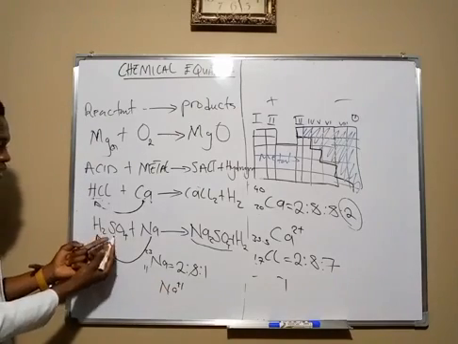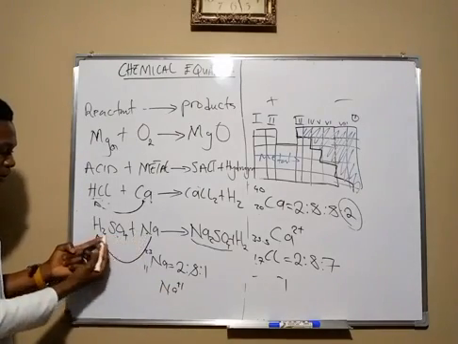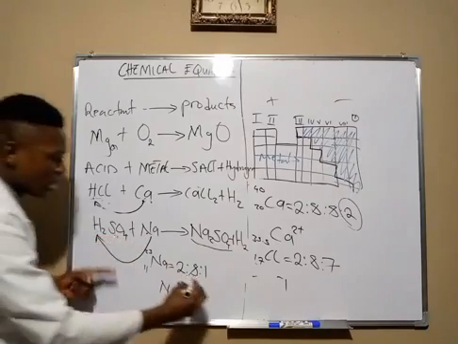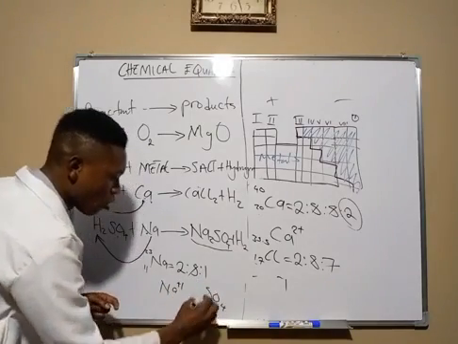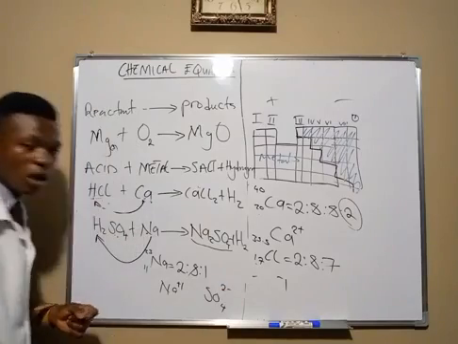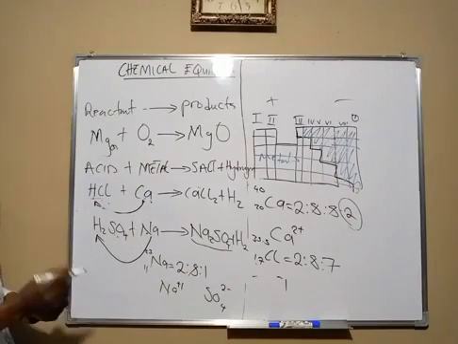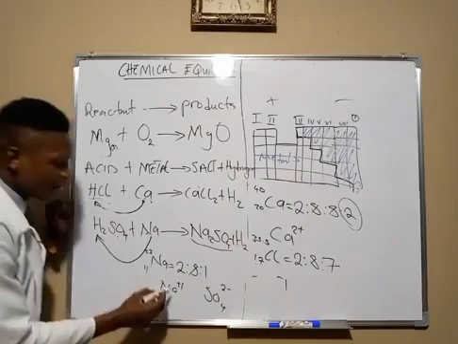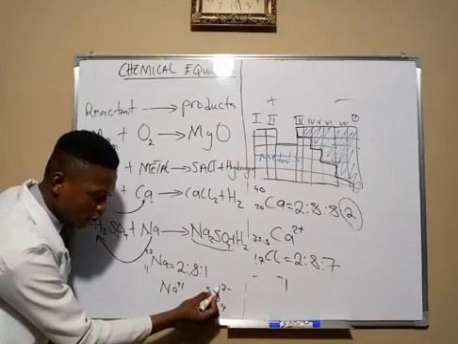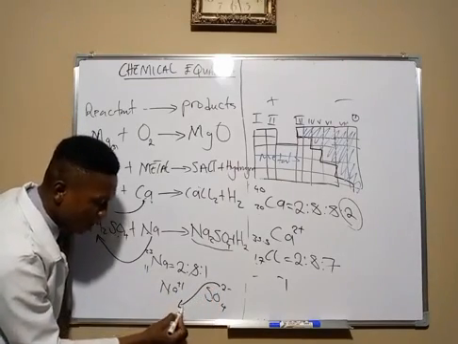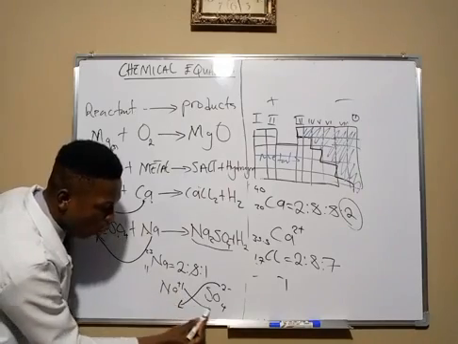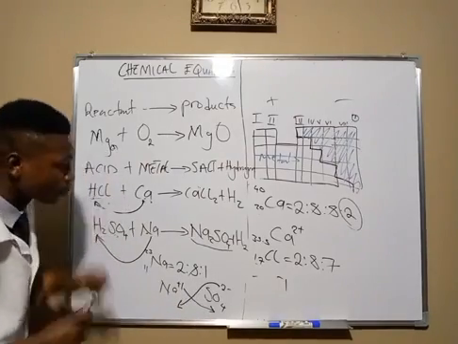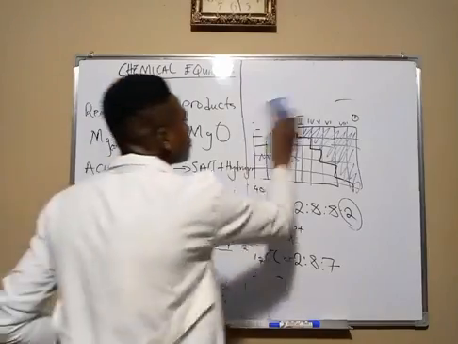Then, because a metal will replace hydrogen, you have this. Sulfate is a radical which has the valency of 2 negative. So the 2 for sulfate will go where the metal is, and the 1 for the metal will go where sulfate is. So it's going to be like this.